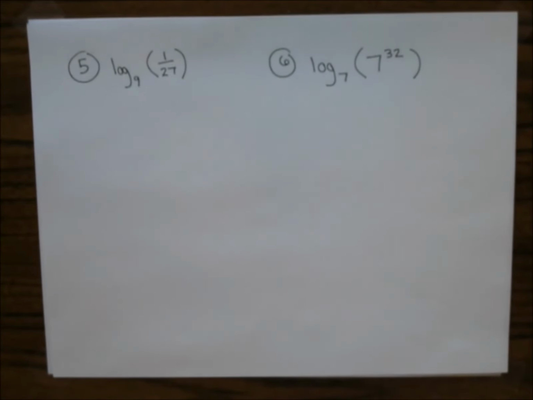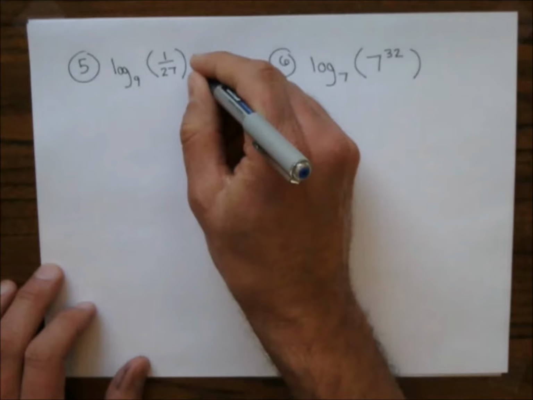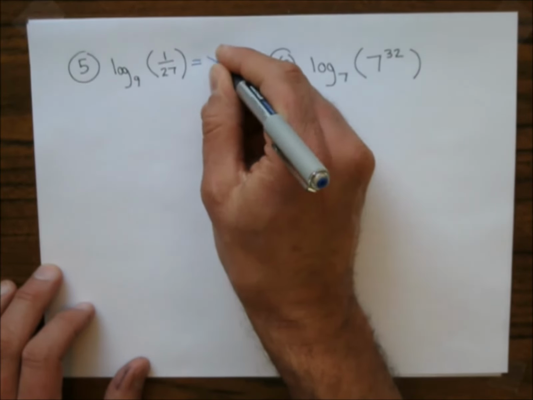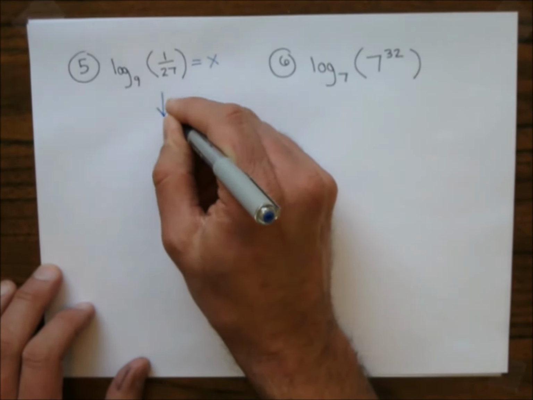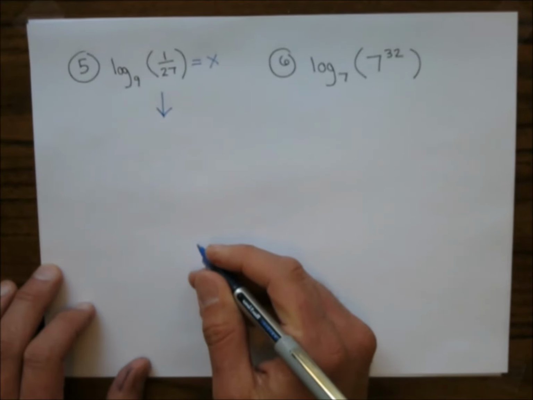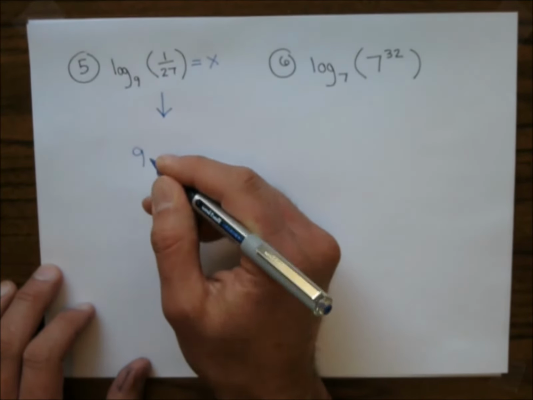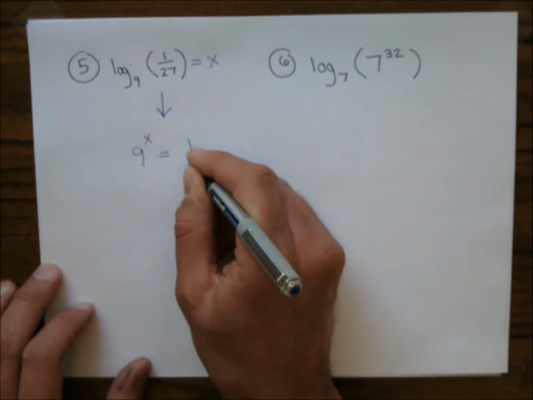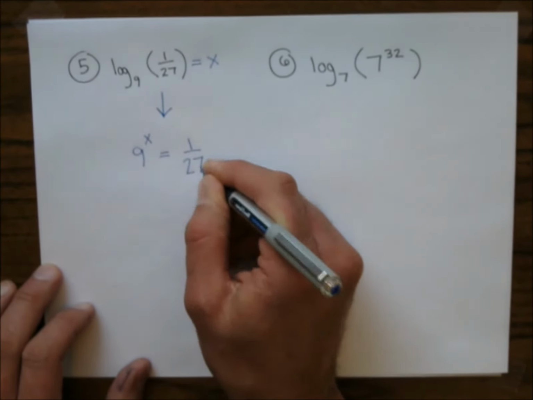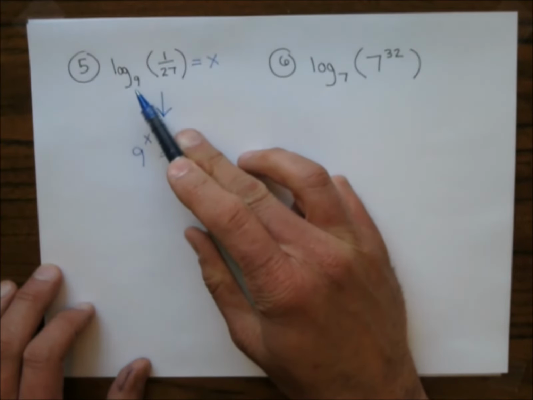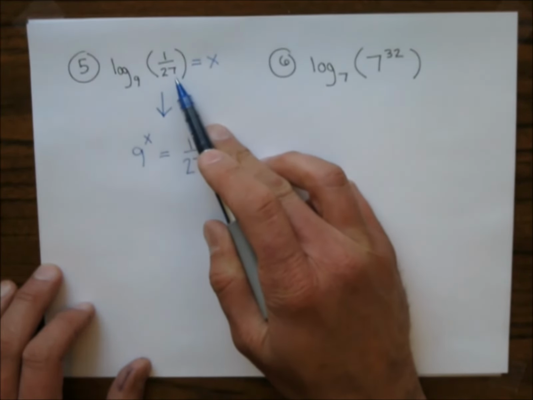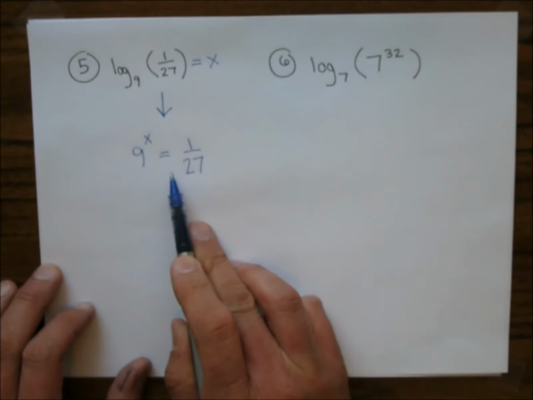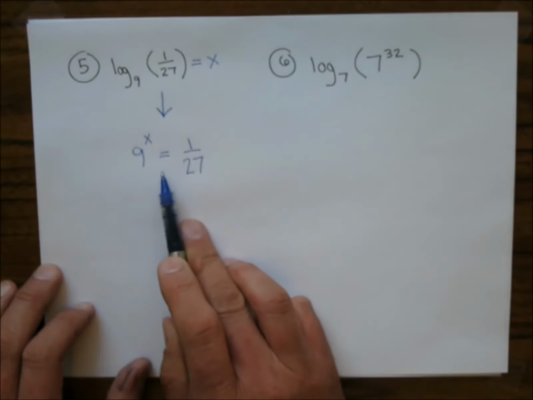Okay, see if you can do problem 5 on your own. Okay, let's set this equal to x. I'm going to go ahead and change from Superman to Clark Kent. Who's in the basement? 9, the exponent, x. This equals the argument. This problem is a little more difficult to just kind of think 9 to what power gives you 1 over 27, and that's kind of what we have written here, so that's why this method will always work, the one I'm showing you.